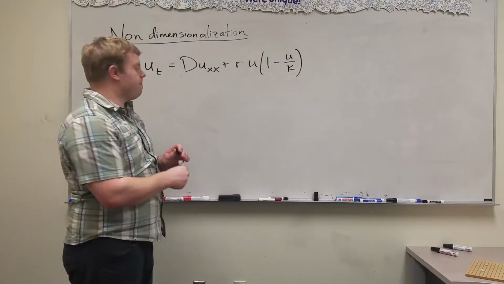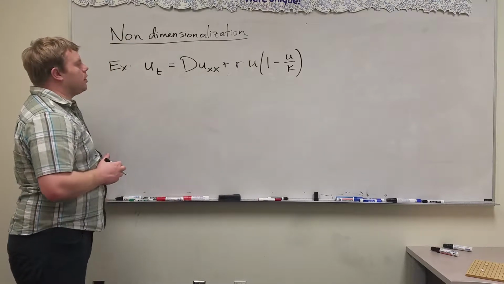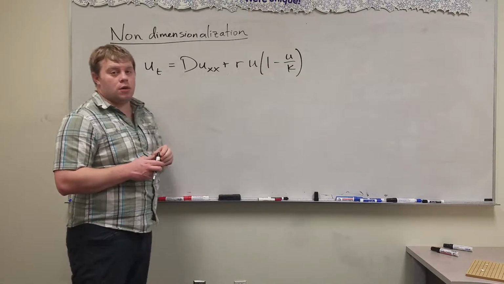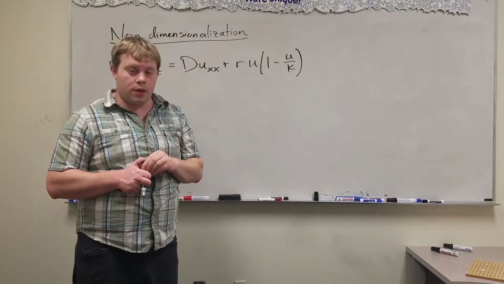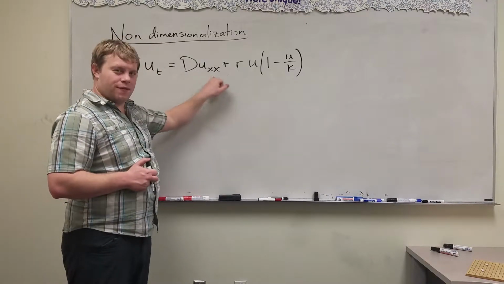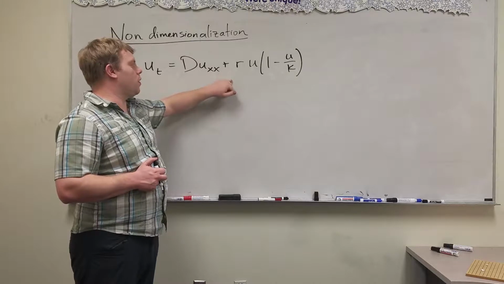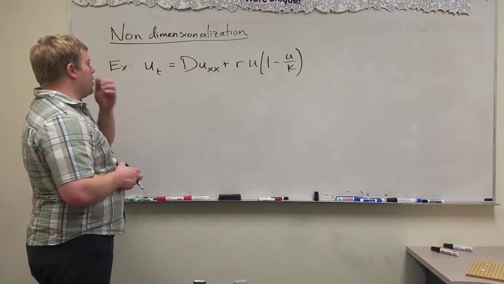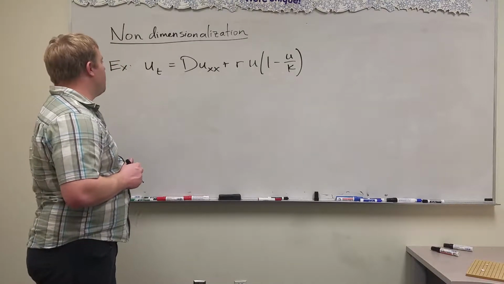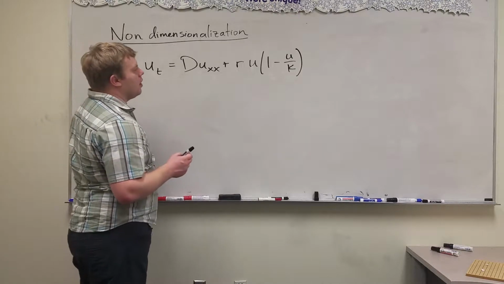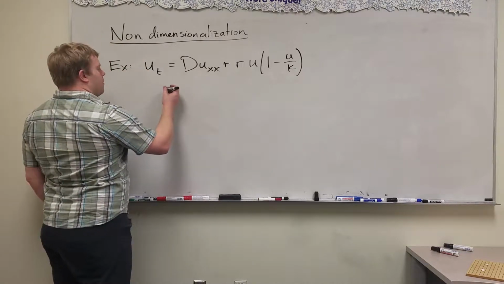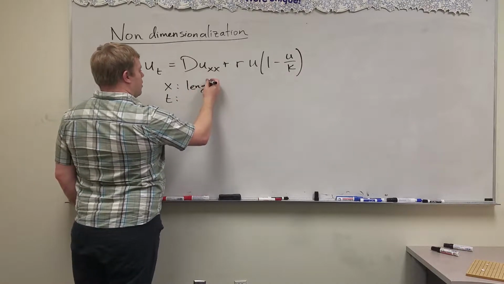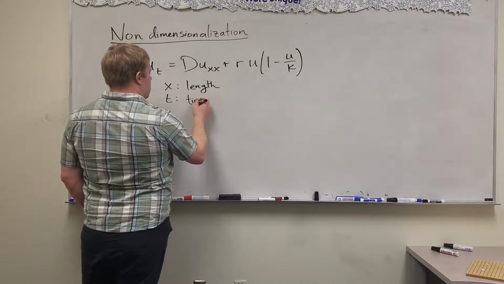Okay, example number 2. All right, so here we have Fisher's equation. This is the equation that we use to talk about population growth, but we've added this spatial diffusion term, although x is only in one spatial dimension. Okay, and let's start by identifying each of these terms in here. Our independent variables are x and t. X is length, and t is time.